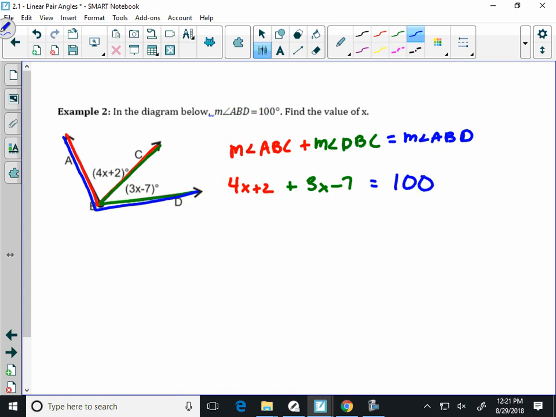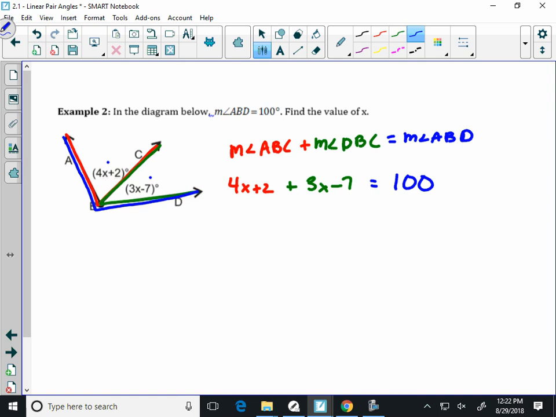Now we just have a normal equation to figure out what that is. But you don't have to write that first equation. I just wanted to show you where these numbers came from. So if you're getting a problem like this and it's saying the big angle is a certain degree, they gave you these little formulas for the little angles, just think, oh, this angle plus this angle equals the whole thing. Right? And then solve.